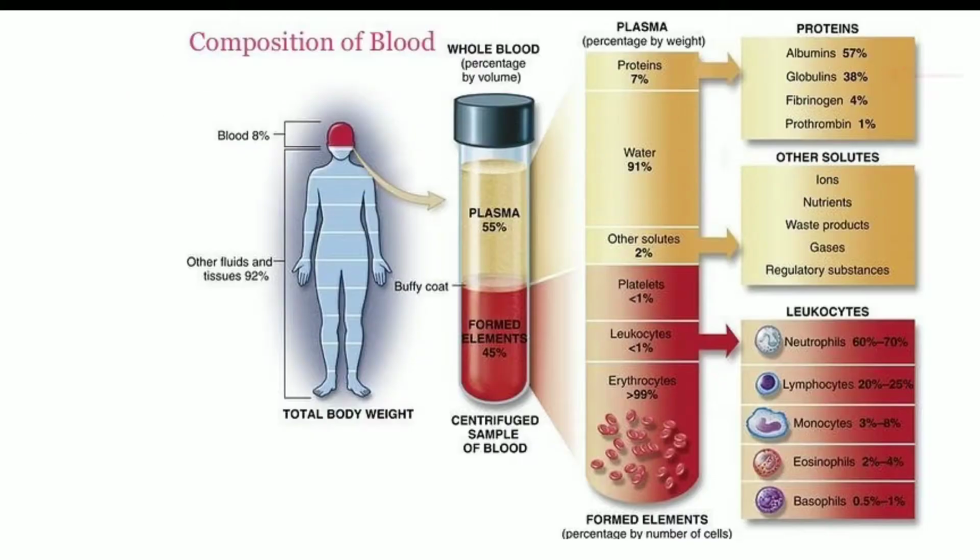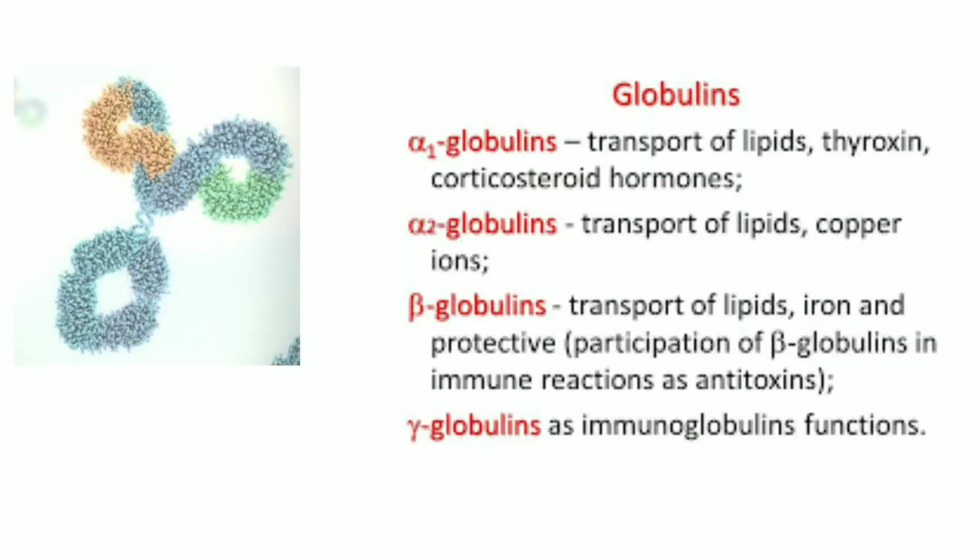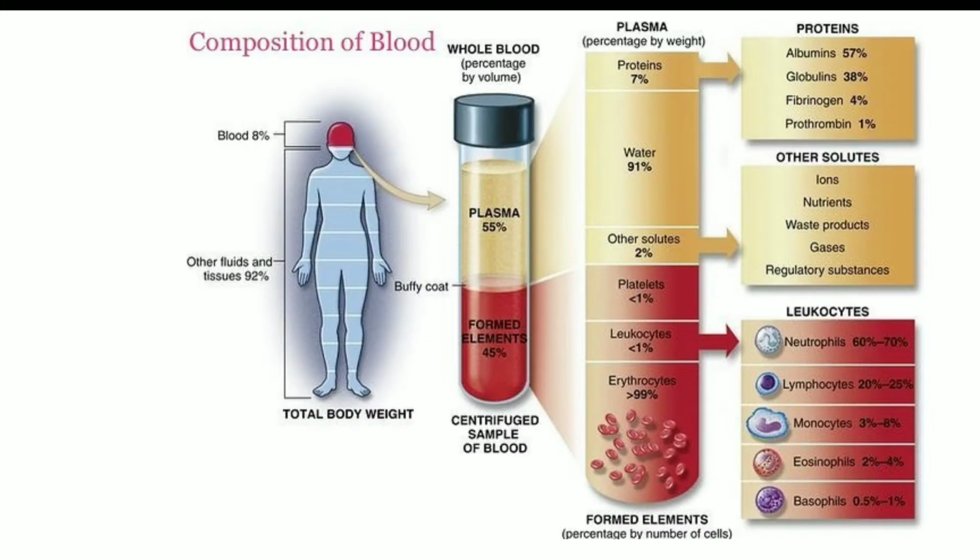Globulins, at 38%, are the second type of plasma proteins. They are also made in the liver and by the immune system, helping maintain colloidal pressure, liver function, and blood clotting, and even fighting infection. The third type of plasma protein is fibrinogen, at 4%. It's a plasma protein from which fibrin is produced by the action of the enzyme thrombin.